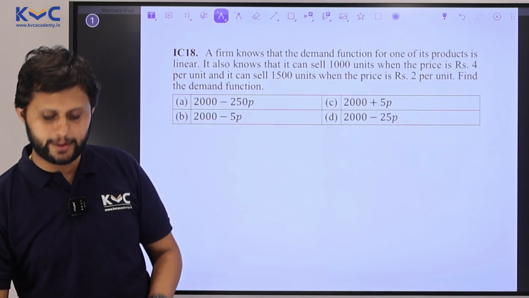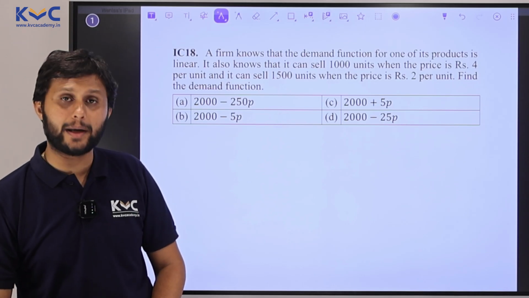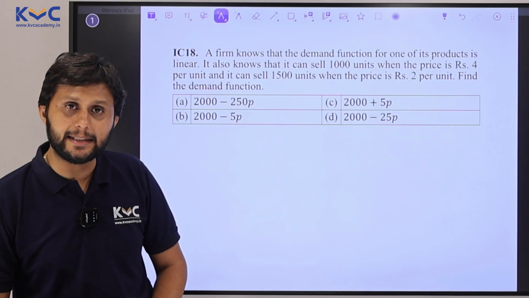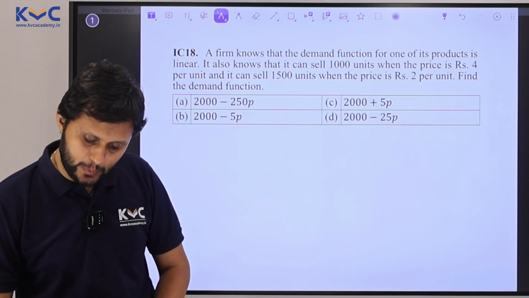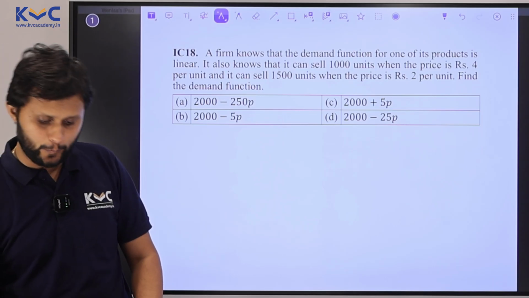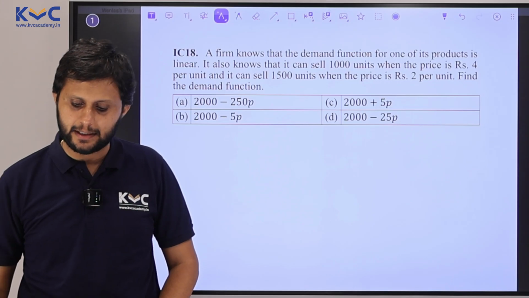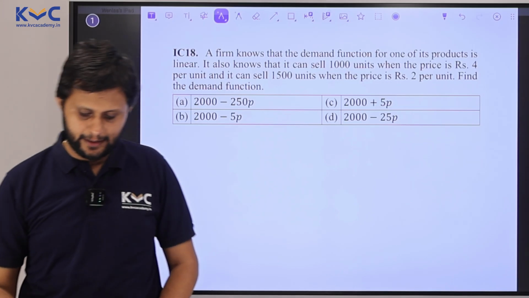And now we have different data. A firm knows that the demand function for one of its products is linear. It also knows that it can sell 1000 units when the price is rupees 4, and it can sell 1500 units when the price is equal to 2. Find the demand function.